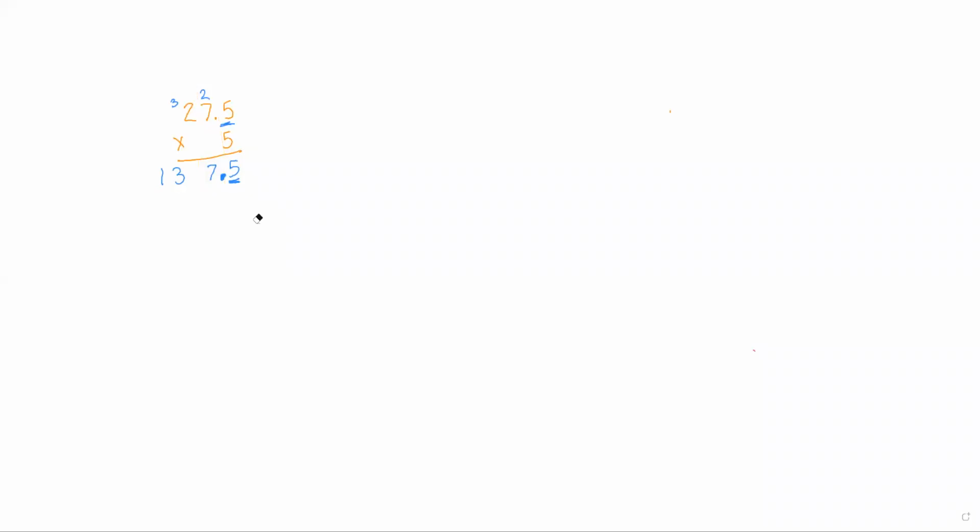Okay, so we do it just like we would a normal multiplication problem. The only difference is that we drop down our decimal point and it has to be the same amount of numbers behind it on the bottom as there is on the top. I know this is a very brief overview on how to do this. I'm going to give you guys another problem to try and solve on your own.